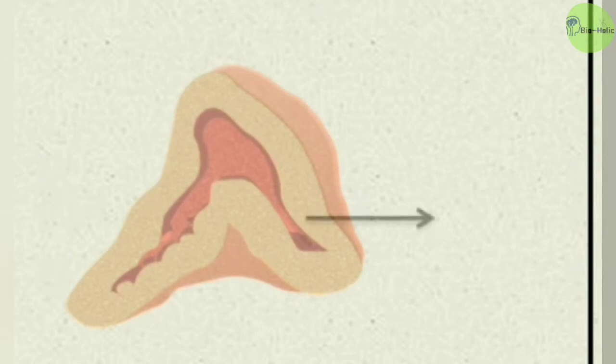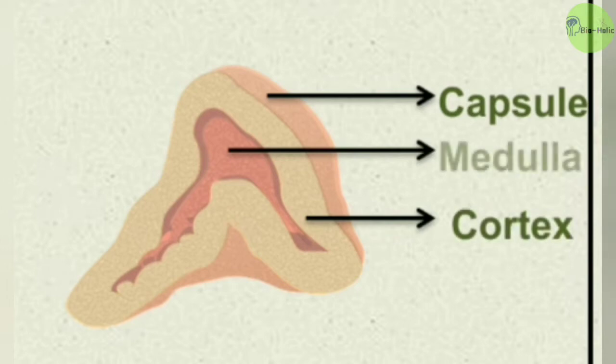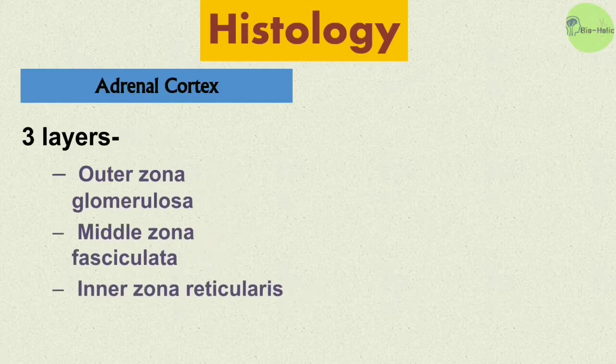So if this is the adrenal gland, then this part is the capsule, this is the adrenal cortex, and this is adrenal medulla. Clear? Histologically, it can be observed that each adrenal cortex has three layers: the outer zona glomerulosa, the middle zona fasciculata, and the inner zona reticularis.